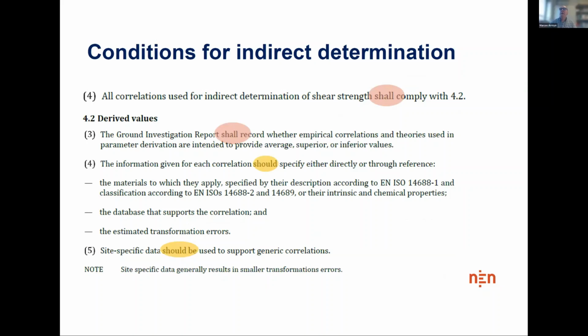Excellent. I don't need anything more, because this is again, you see, this freedom, this possibility to use transformation models, but then if you use them, then the code becomes strict. You have to comply with 4.2, and in 4.2 it says that if you're using an empirical correlation, first you need to tell us if it is providing average, superior, or inferior values, and then we recommend that you specify what is the material to which your correlation applies, what is the database that supports the correlation, what are the estimated transformation errors. And also, it recommends that you use site-specific data to support generic correlations.